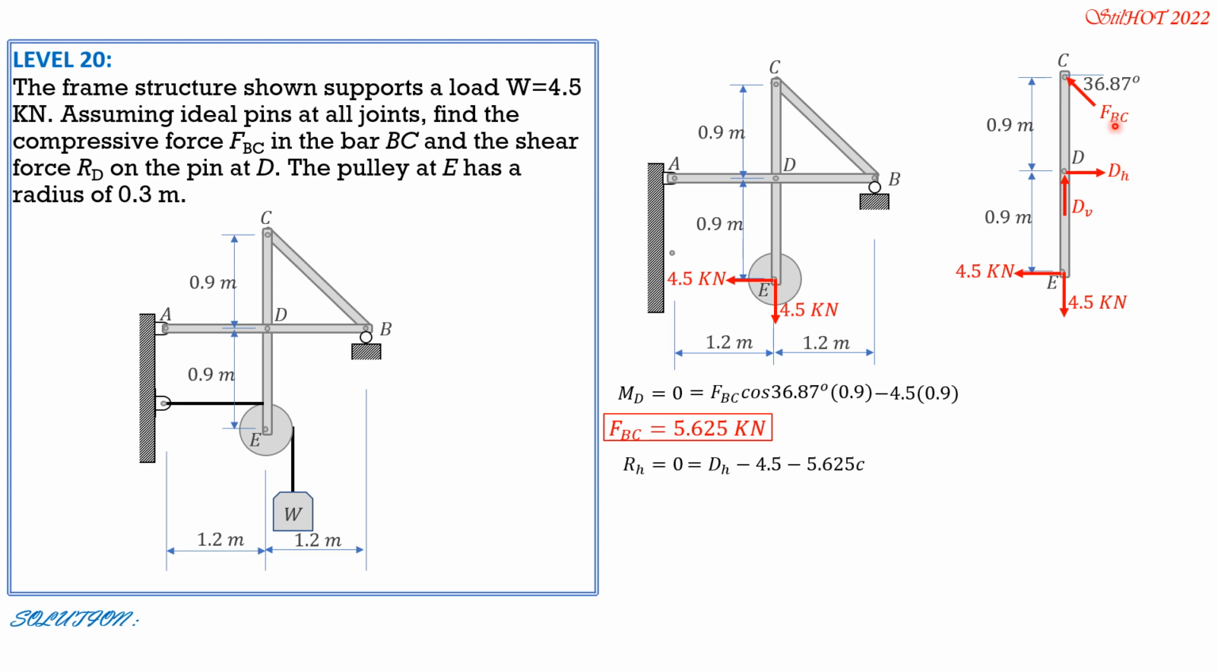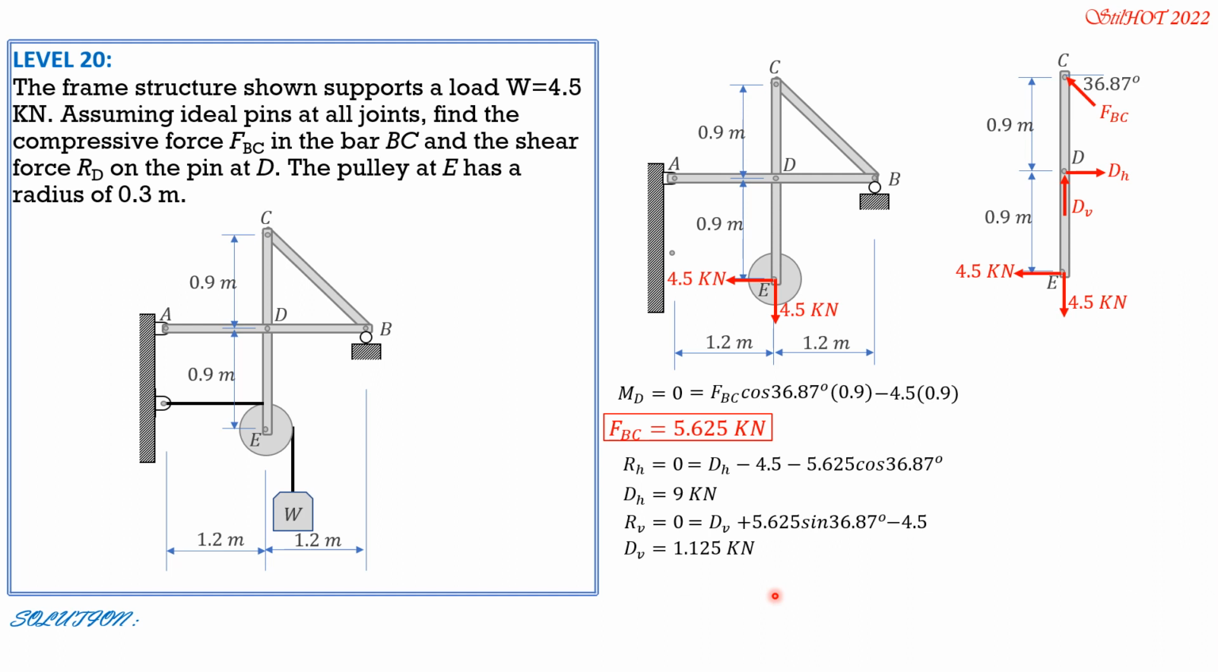Then R horizontal equals 0, and it is equal to DH minus 5.625 cosine of 36.87, and minus 4.5. So solving for DH, D sub H is 9 kilonewtons, and its direction is correct in the free body diagram. Then R vertical equals 0, then it is equal to D sub V plus 5.625 sine of 36.87, and minus 4.5. So D sub V can now be computed. It is equal to 1.125 kilonewtons.